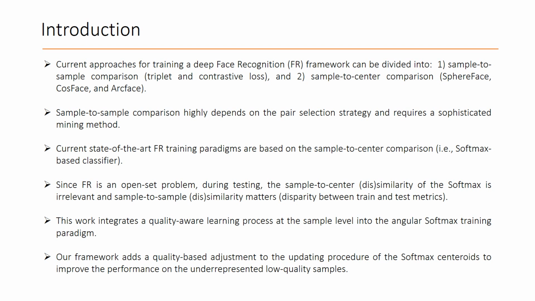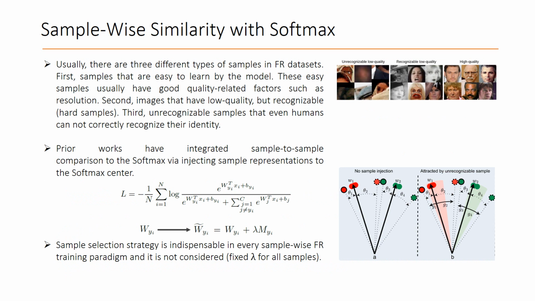One major problem with using these types of loss functions is the disparity between training and testing metrics. This work integrates a quality-aware learning process at the sample level into the Angular softmax training paradigm. To this end, we adjust the updating procedure of the softmax centroids to improve the performance on the underrepresented low-quality samples. Three types of samples are present in face recognition datasets.